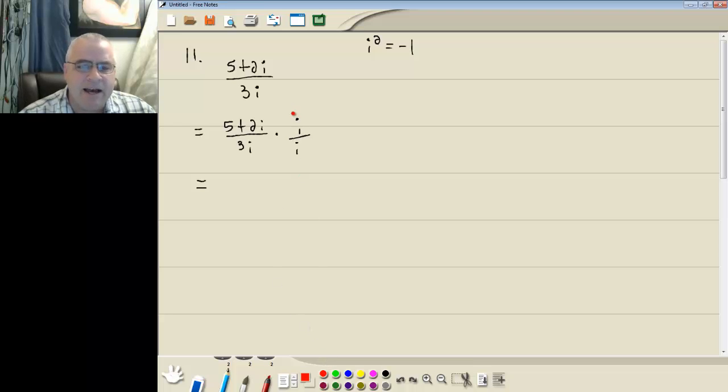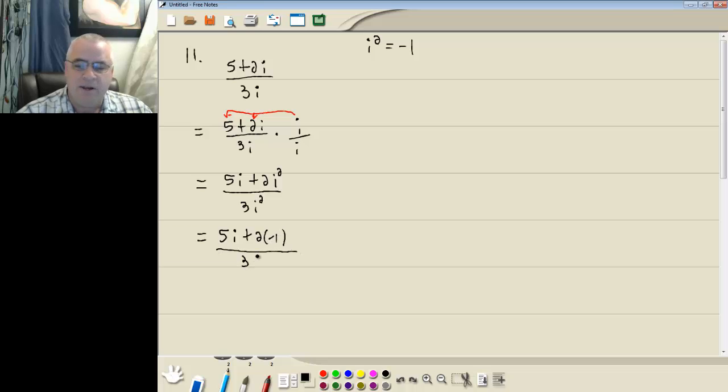Now up on top, we're going to take this i here, multiply it times the 5 and times the 2i. i times 5 is 5i. i times 2i gives us 2i squared. And then down below, 3i times i gives us 3i squared. Well, we've already said that we want to get rid of our i squared by replacing it with negative 1. So we're going to have 5i plus 2 times negative 1 over 3 times negative 1. And all of a sudden you notice something. The main problem I indicated was that we had an i down in the denominator. Well, it's gone now, isn't it? Let's continue. We've got 5i, 2 times negative 1 is negative 2, and 3 times negative 1 is negative 3.